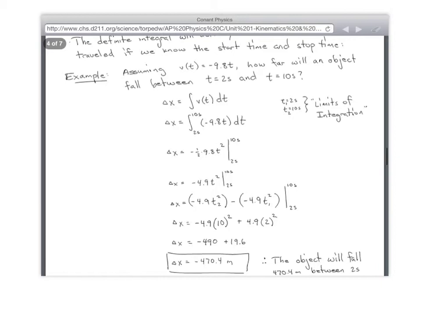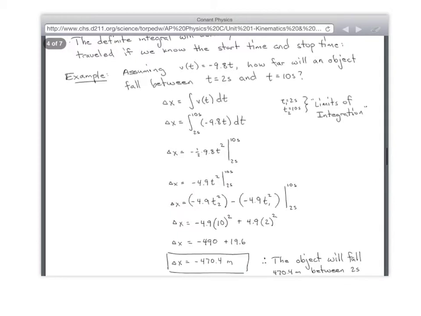Why does this work? Why did we end up having to subtract something from something else? What is this something right here? Negative 4.9 t2 squared. What is that? Physically, what does it represent? That's the position at t equals 10. That is the position when you're at 10 seconds. What's this one right here? Position at 2 seconds. So what are you doing? You take the position at 10 seconds minus the position at 2 seconds, which should give you the distance or the displacement between those two positions. Does that make sense?